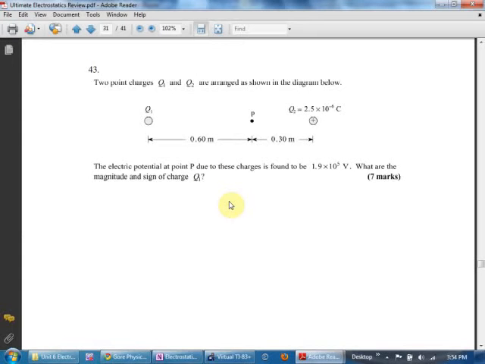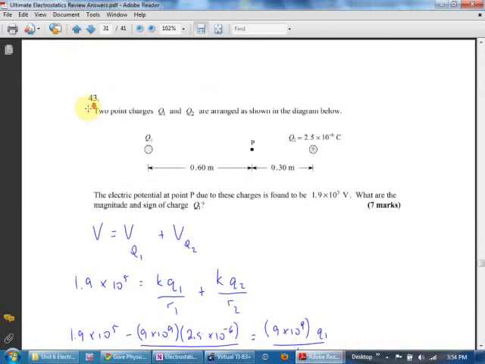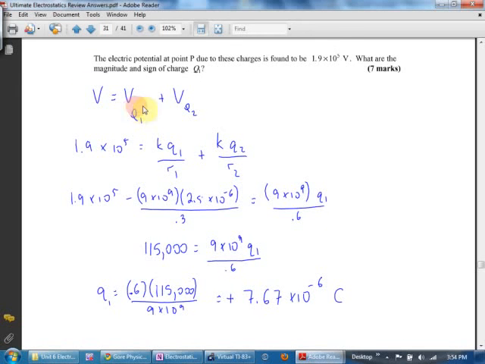It's saying find the electric potential, the voltage. It's telling you the voltage and saying find the mystery charge. How did I do that one? I said the total voltage is the voltage from charge 1 and the voltage from charge 2. They told me the total voltage was 1.9 times 10 to the 5th. And I said, mystery charge 1, I don't know. I'll minus this over to this side. So I went 1.9 times 10 to the 5th minus 9 times 10 to the 9th, 2.5 times 10 to the negative 6 divided by its distance equals, and I even stuck those numbers in. I got 115,000, nice round number, and I said, oh, times by 0.6, divide by 9 times 10 to the 9th, and I'll get a lovely 7.67 times 10 to the negative 6.